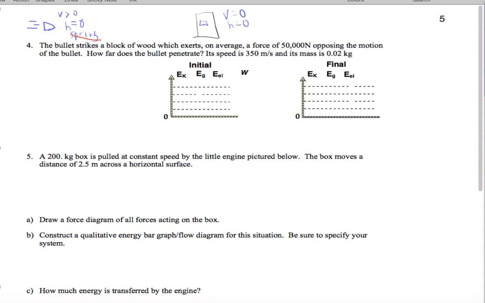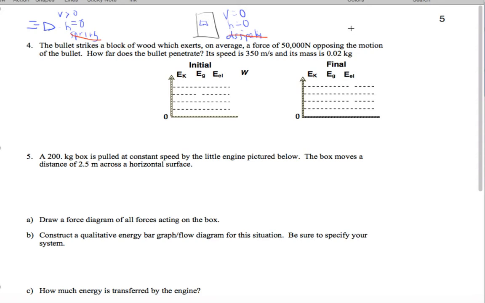We don't have any spring energy, but we do have dissipated energy. We can call it a friction force in the block that dissipates all the energy of the bullet, and then the energy is stored as internal energy, heat, in the block. So let's actually talk about what the bar graphs look like and then worry about what they're actually asking us.